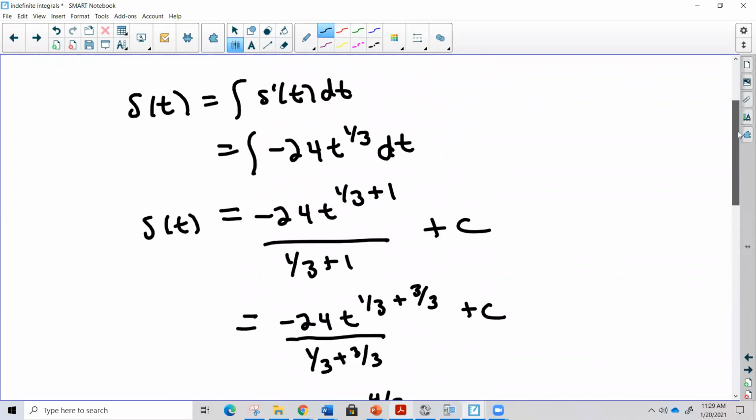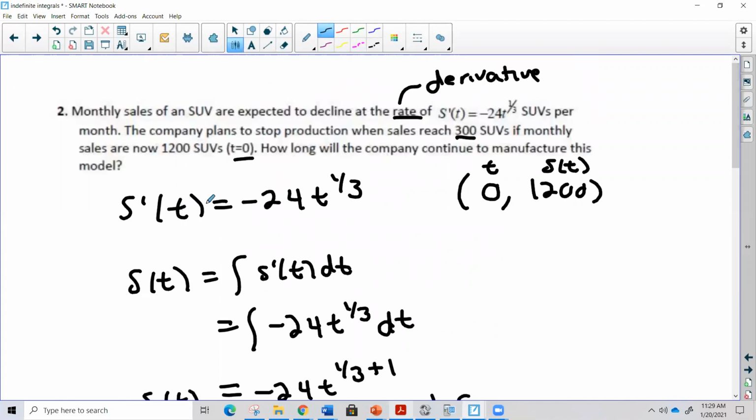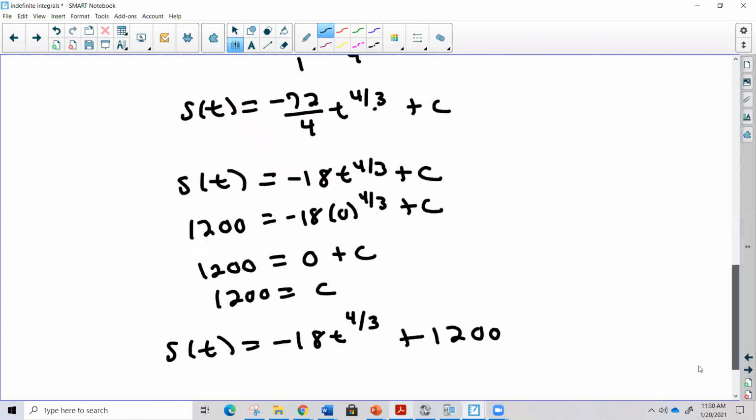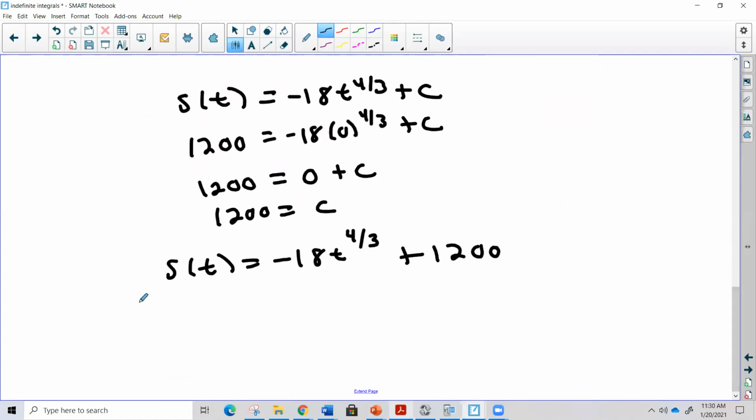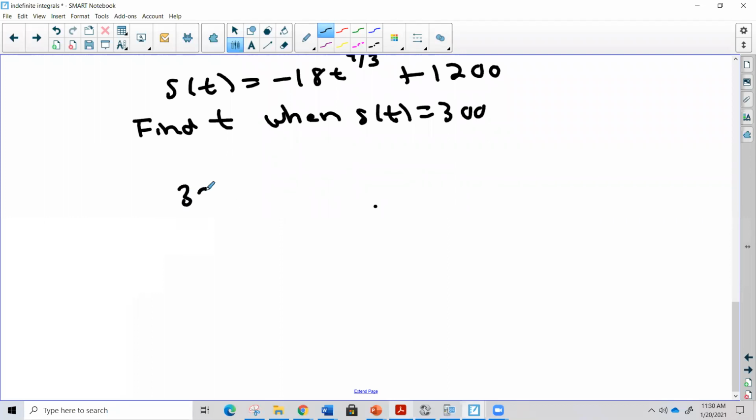Now, if we go back to the question specifically asked, how long will the company continue to manufacture this model? And it says they stopped production when it reached 300 SUVs. So I need to find t when s of t is equal to 300. So I'm going to plug 300 in for s of t, and then I'm going to solve this equation.